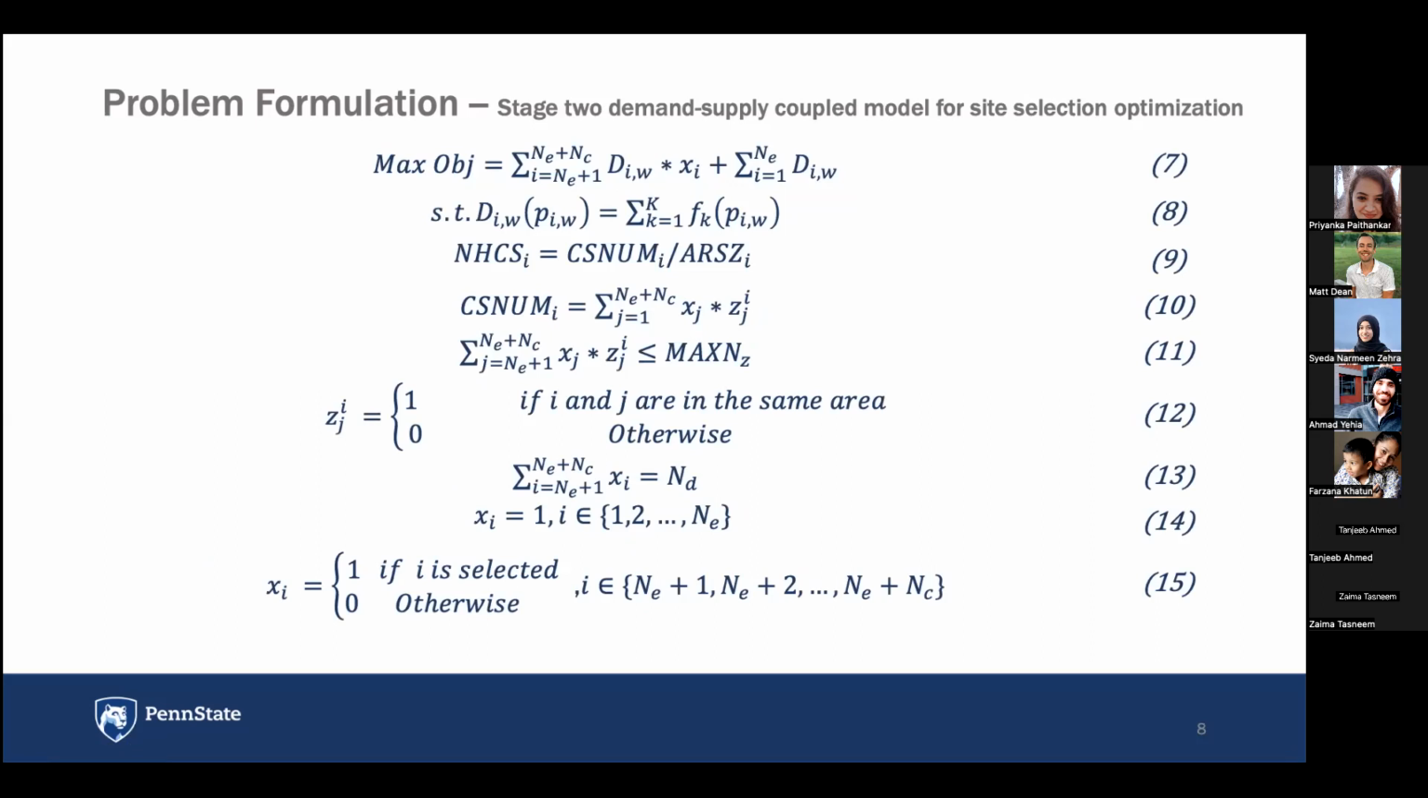This is the stage 2 demand supply coupled model for site selection optimization. Here, equation 7 is the objective function. The first component is the summation of the charging station usage rate of newly planned charging stations, while the second component is the summation of the charging station usage rate of existing charging stations. And equation 8 is the trend charging demand prediction model from the stage 1. And equation 9 calculates the density of charging stations in one zip code area.